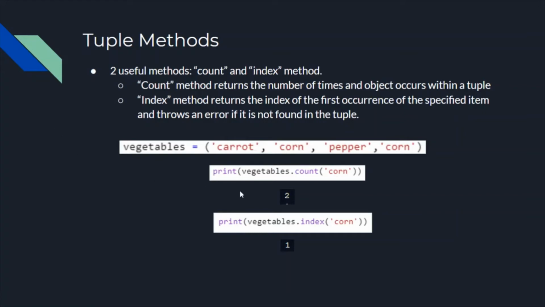And so in this example, we just use the index method to try and see where corn appears first. And we get the result of the index number 1. And when we look back at our original tuple, we see that in fact corn does appear at the index 1 first.